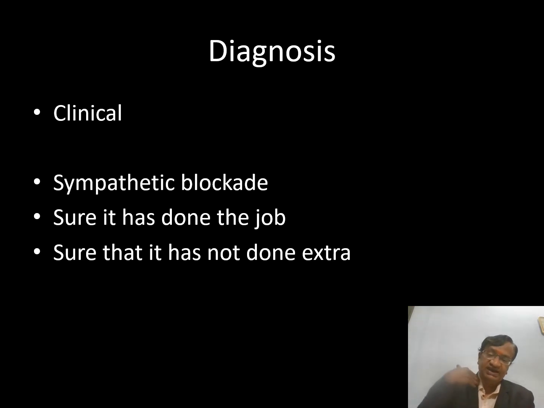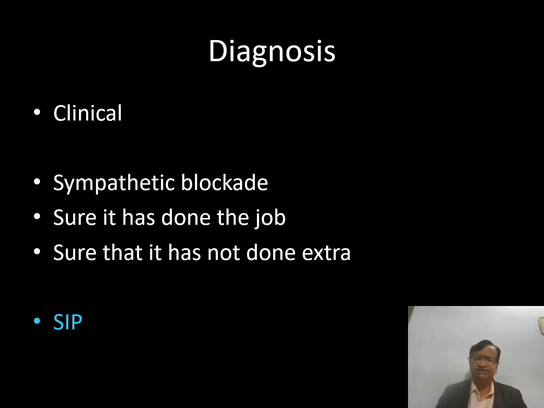Because if there is a brachial plexus block, the pain is likely to disappear. If the sympathetic alone is blocked and the pain disappears, then we are sure that we are dealing with sympathetic overactivity or an afferent sympathetic coupling which has caused this CRPS.